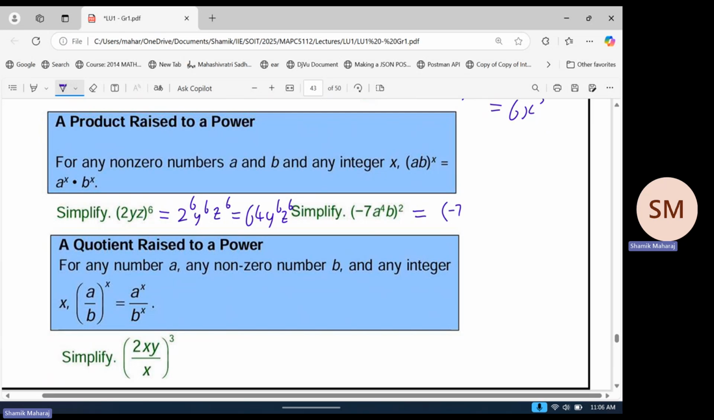So this is -7, the 2 distributes to that. We have an a to the 4 here, the 2 distributes to that. And we have a b, the 2 distributes to that as well. So the 2 just distributes as it always does. We know that 7 squared is 49, but what's -7 squared? 49 as well, right? Because negative times negative technically. So 49. This a to the 4 raised to the power 2 is a to the 4 times 2 by a rule we learned above. And b squared is just b squared. So we have here 49 a to the 8 b squared.